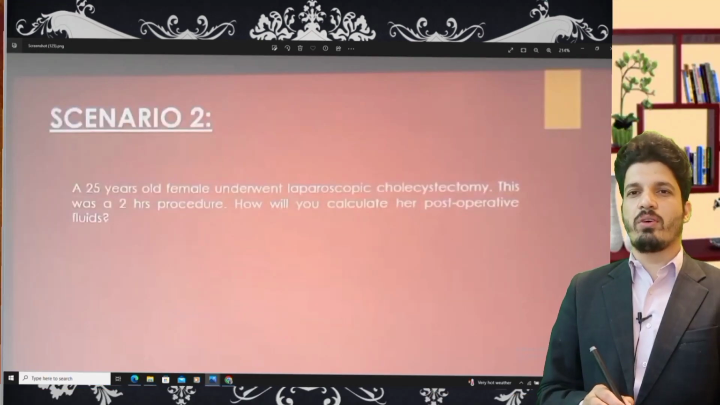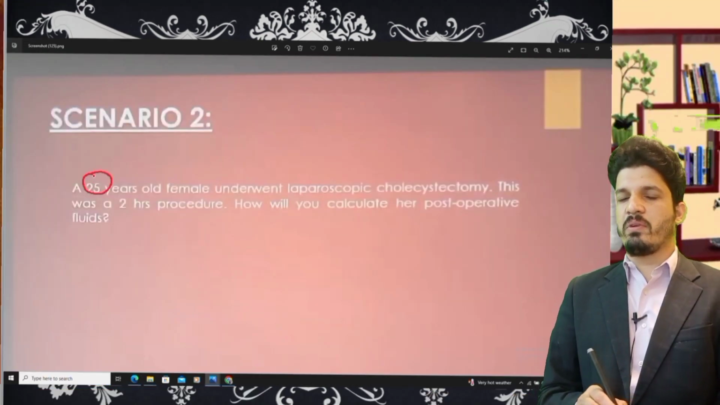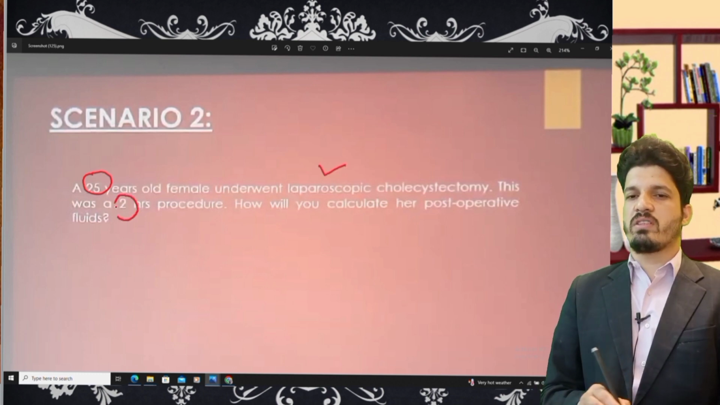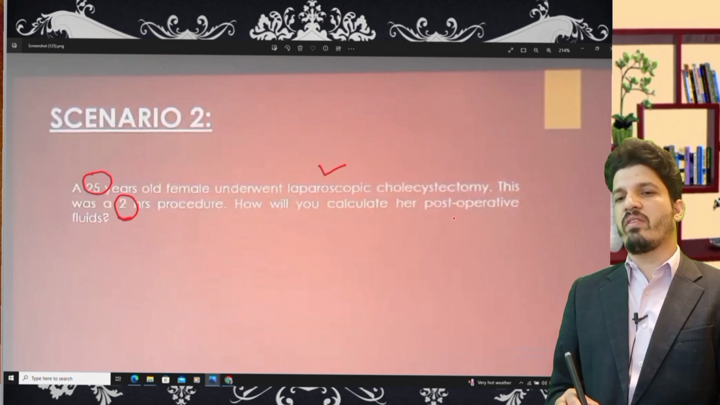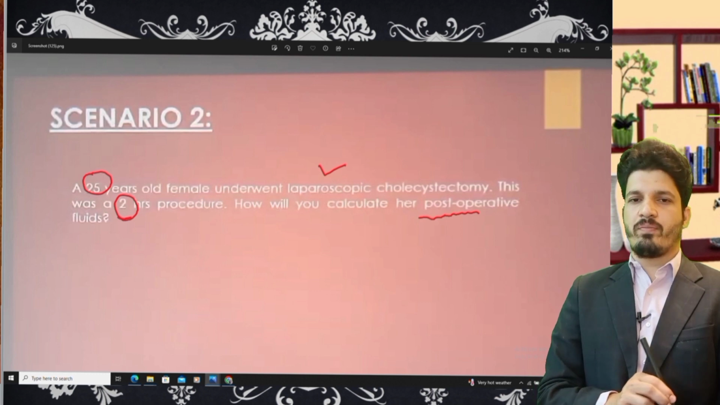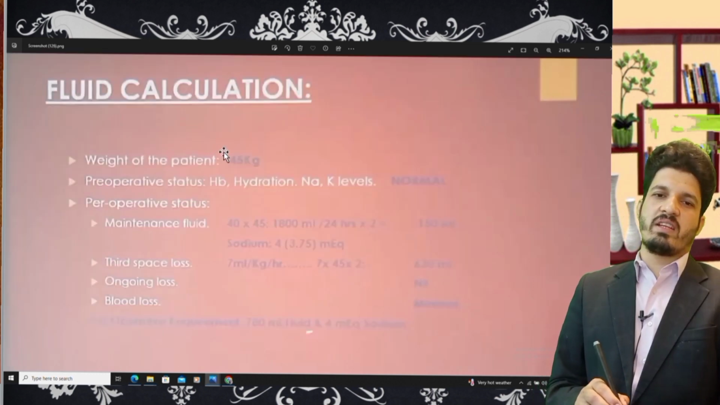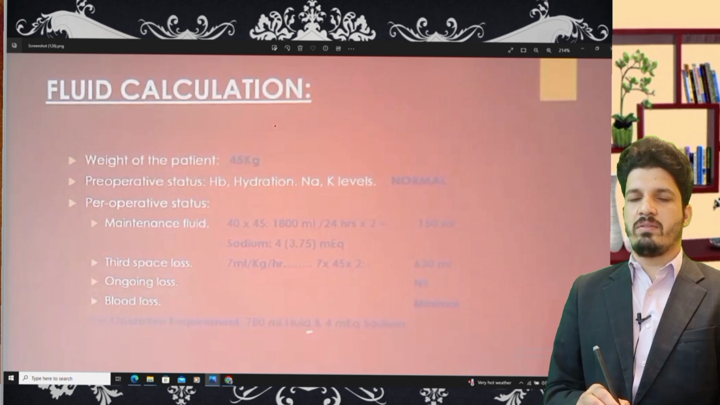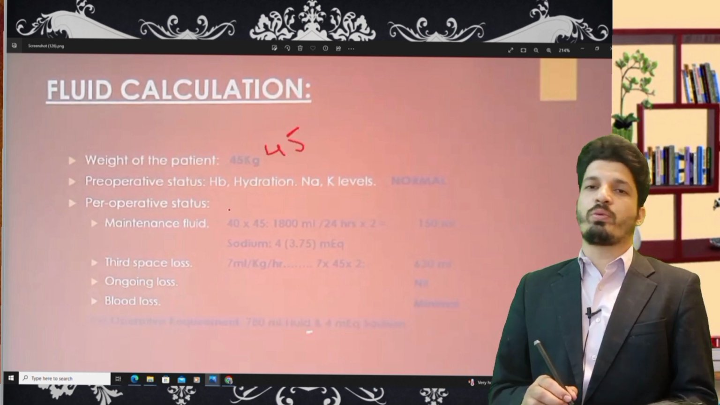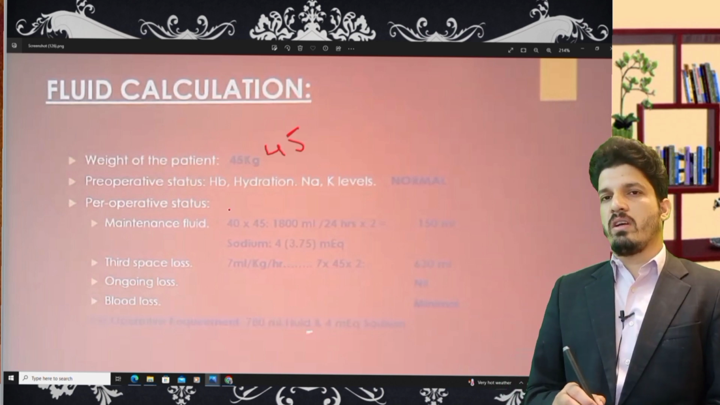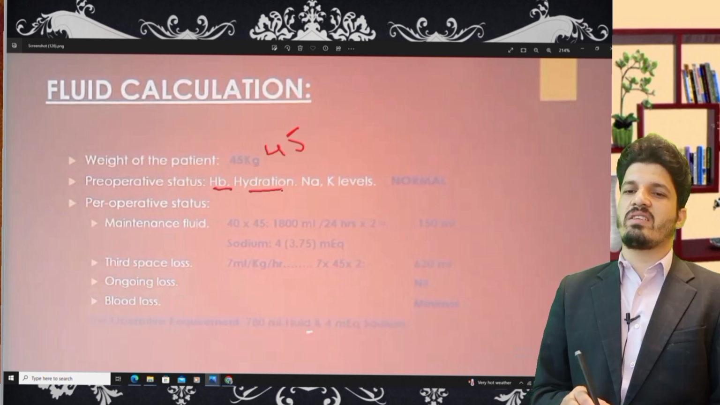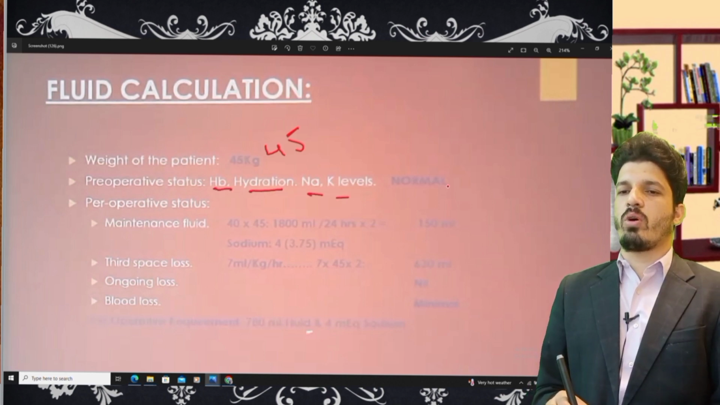We have given the scenario that a 25 years old female patient underwent laparoscopic cholecystectomy, and the operative time was 2 hours, and we have been asked to calculate the post-operative fluids. So now proceeding. We have given the information that the weight of the patient is 45 kg. And the pre-operative status of the patient, in which we see the HB level, the hydration, and sodium and potassium, is normal.